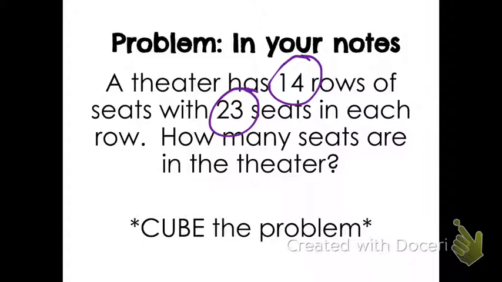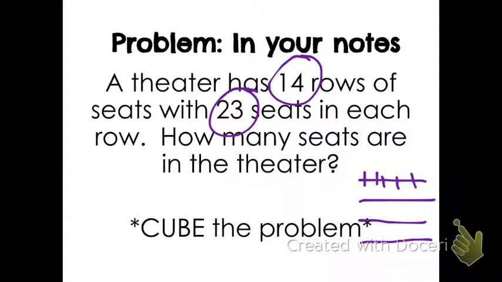For right now, what I'm really going to try and do is figure out what is the equation I'm going to use to solve this problem. The theater has 14 total rows, so if I'm visualizing what that looks like, my rows go this way, so that means that there would be 14 total of those. And in each row, I've got a total of 23 seats.